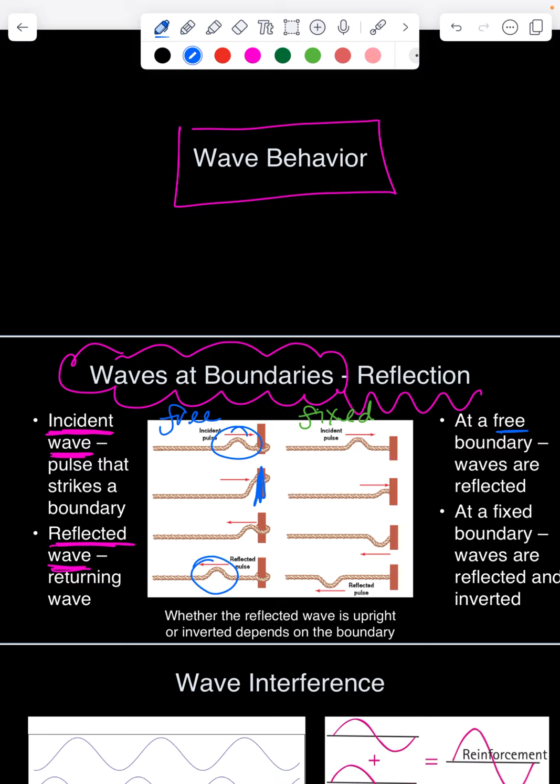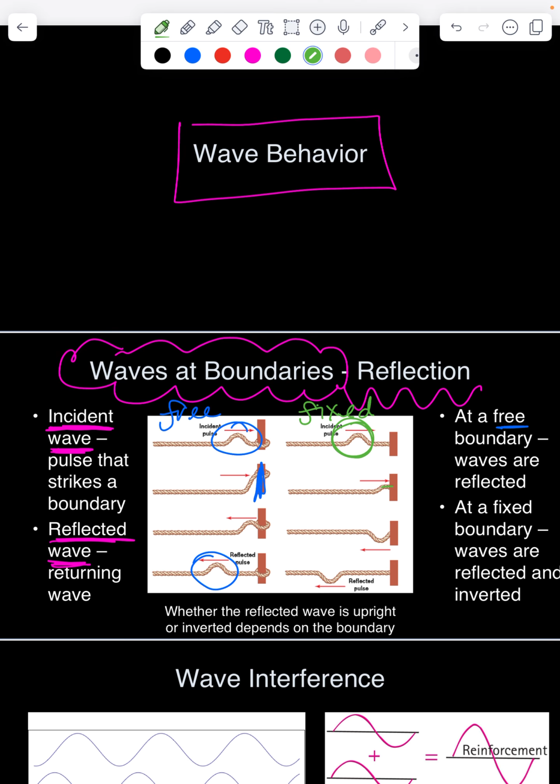However, whenever you hit a fixed boundary, you start as a crest right here, and it hits that fixed boundary. That fixed boundary does not want that medium to keep moving. So even though it is going to reflect and come back, you'll notice that the reflected wave has been flipped. Not only is it reflecting back, it's flipped over the axis and becomes a trough on its way back.